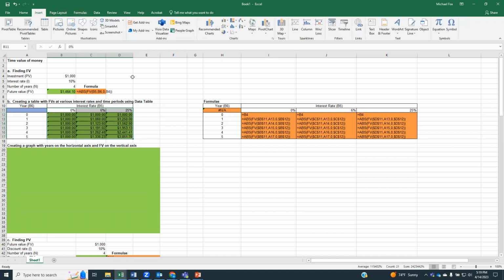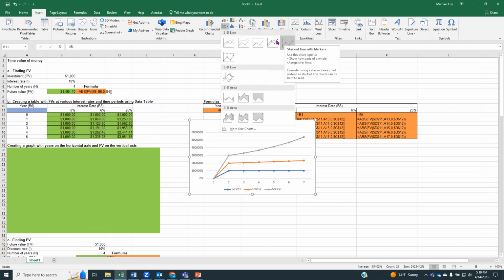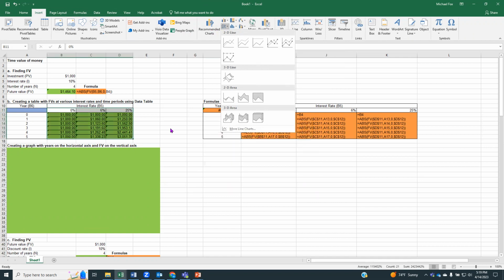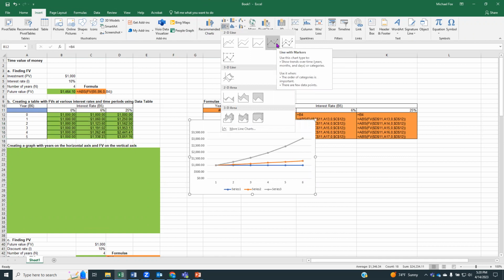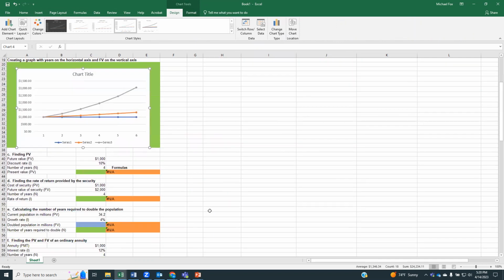Hit insert. Well, that one's doing some weird stuff when we include that. So I think it's best to just highlight that. Of course, you can play with these to get them exactly how you want them, but that one's pretty darn good. All right, so let's look at number C.